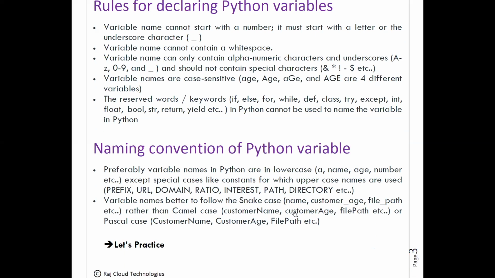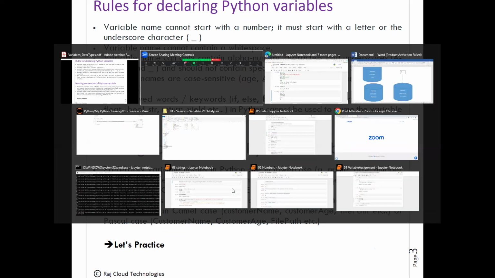Now, let's practice. Okay, we need to check this, right? Whether these rules are correct or not. These are the rules. These are the conventions. Conventions means this is not mandatory. This is a suggestion, convention, best practice. Okay. Now we will check what we have just read.